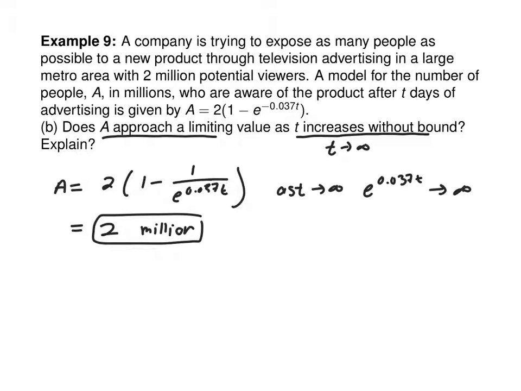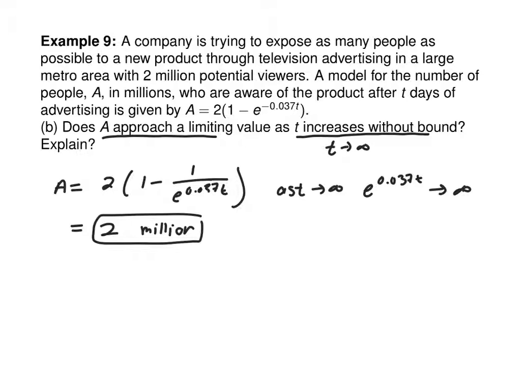And that should make sense in context. You have 2 million people. The longer you have your ad out, the more likely you're going to get to all of them, right? But you can't get above the total population of people who have been exposed to this ad. So that's the idea. Wait, so we're just plugging in 0? Nope, the idea is you're plugging in humongous numbers for t, or taking t to infinity, and that means this expression, this 1 over e to the stuff, will go to 0.